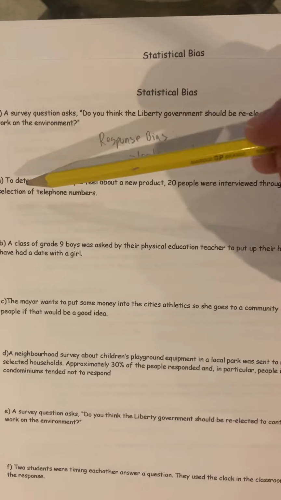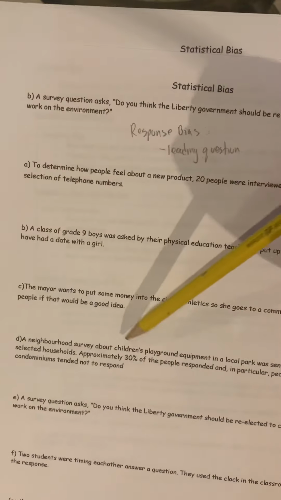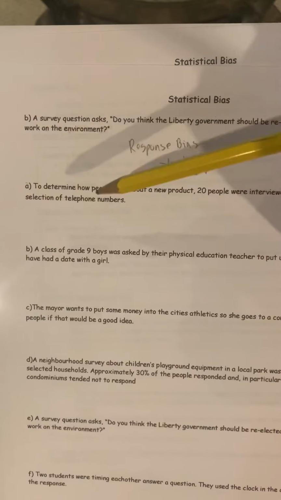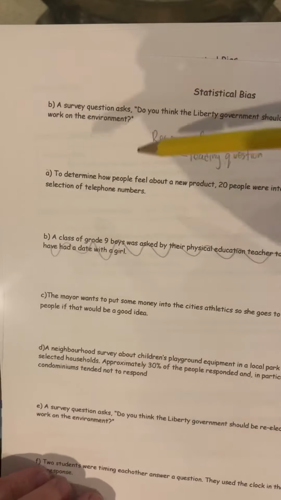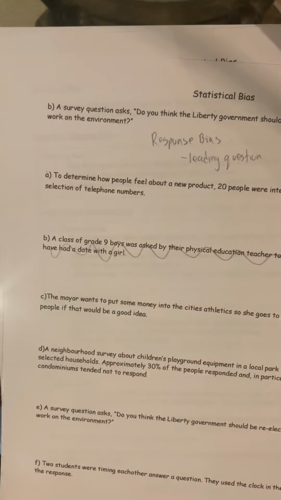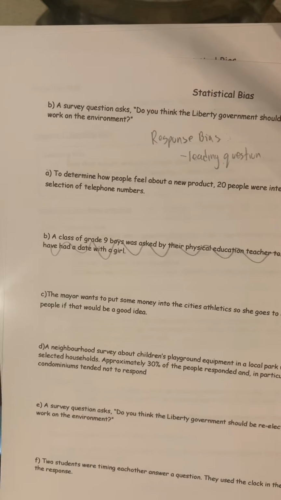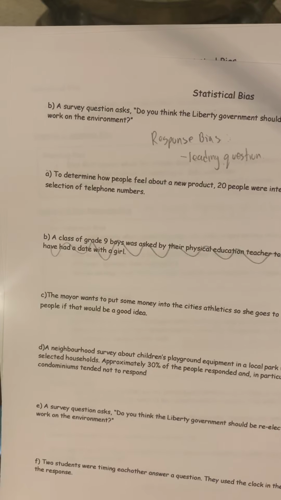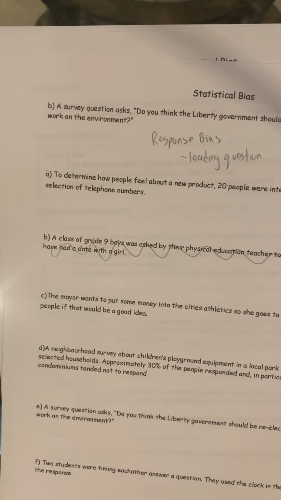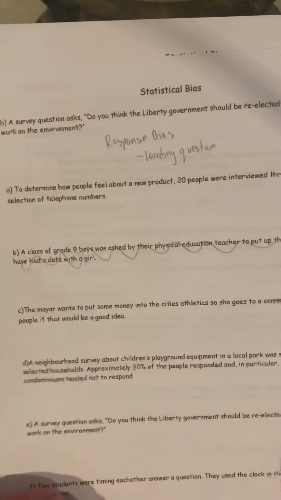All right, next one. Oh, my letters are all off here. That should be C. This one is a repeat. Okay, to determine how people feel about a new project, 20 people were interviewed through a random selection of telephone numbers. Okay, so the random part is fine, but the issue here, there was only 20 people. Okay, so what bias is that?